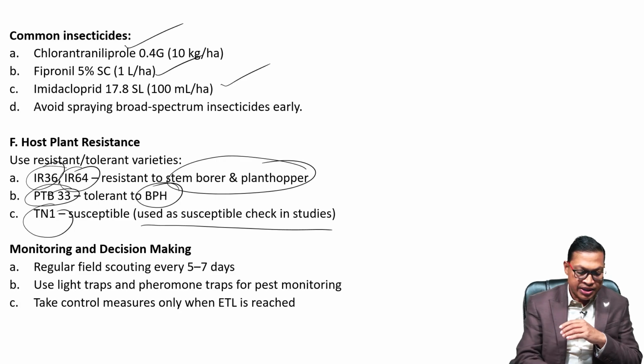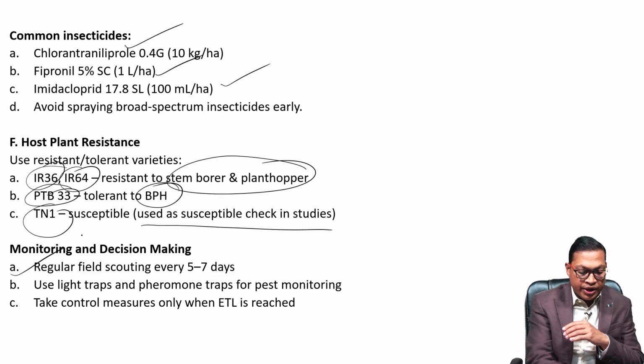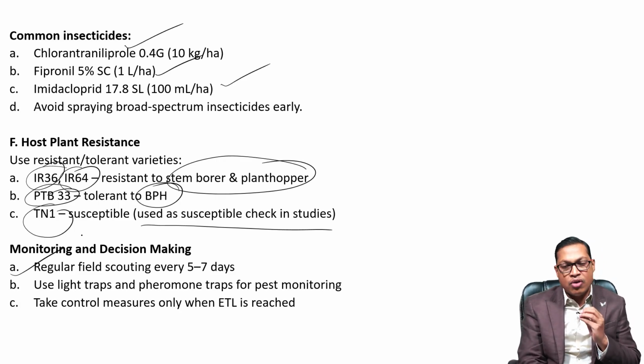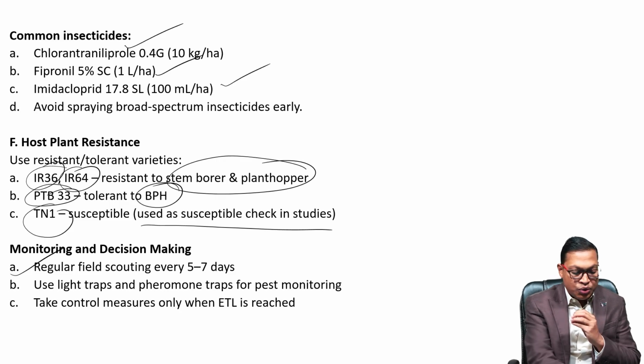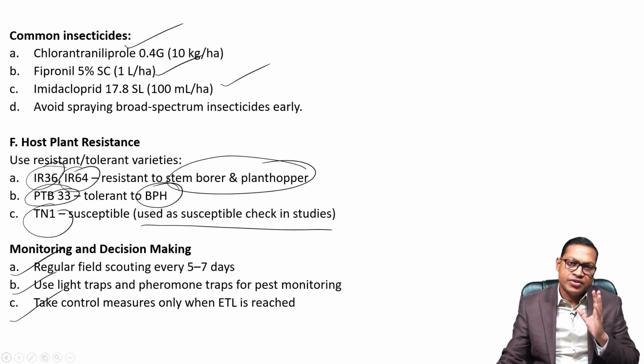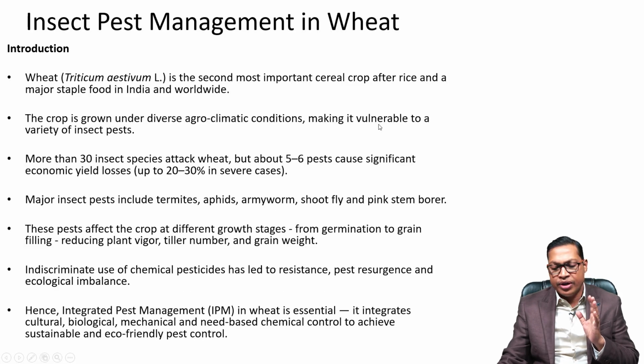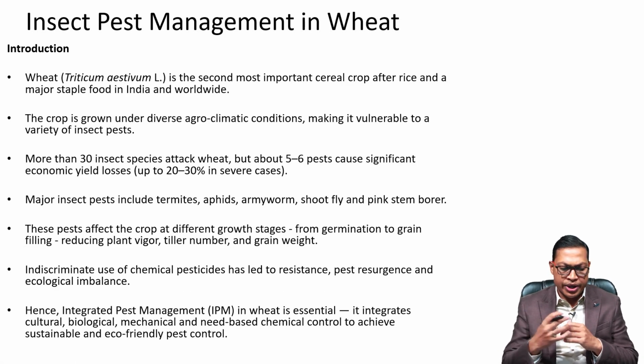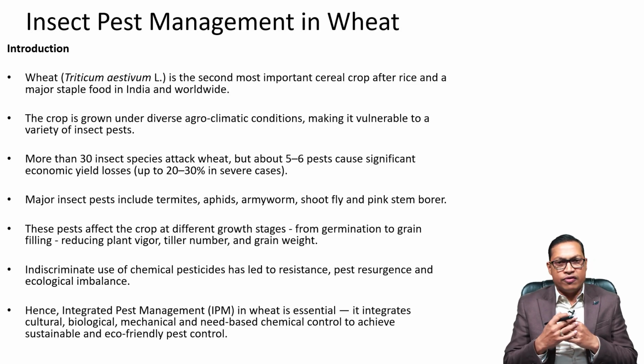Then monitoring and decision making: we have to go for regular field scouting or monitoring, use light traps and pheromone traps, and take control measures whenever required. If it is greater than the ETL level, then we will go for chemical spray. So, these are the management practices for rice.